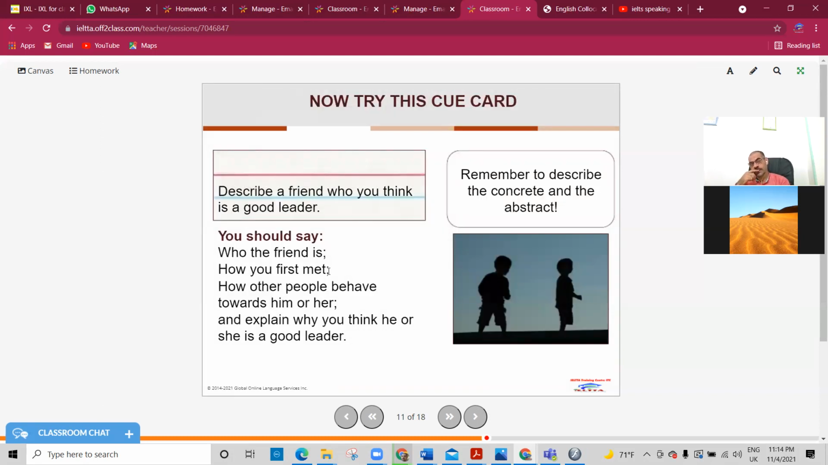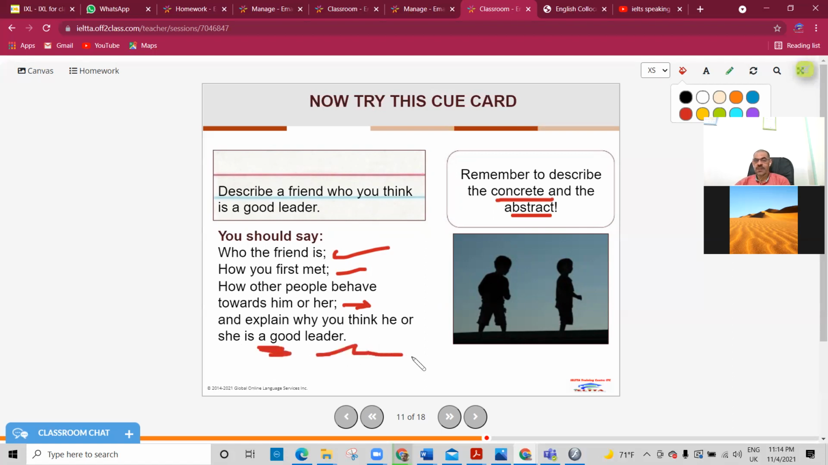This is a cue card. Describe a friend who you think is a good leader. طبعا التكنيك هنا انك لازم تركز كمان على او concrete والabstract things. Who is your friend? Ahmed, for example. How you met first at school. How other people behave towards him or her. They like him, for example, because he's very helpful and so on, and explain why you think he or she is a good leader. مثلا give some situations about Ahmed and so on.